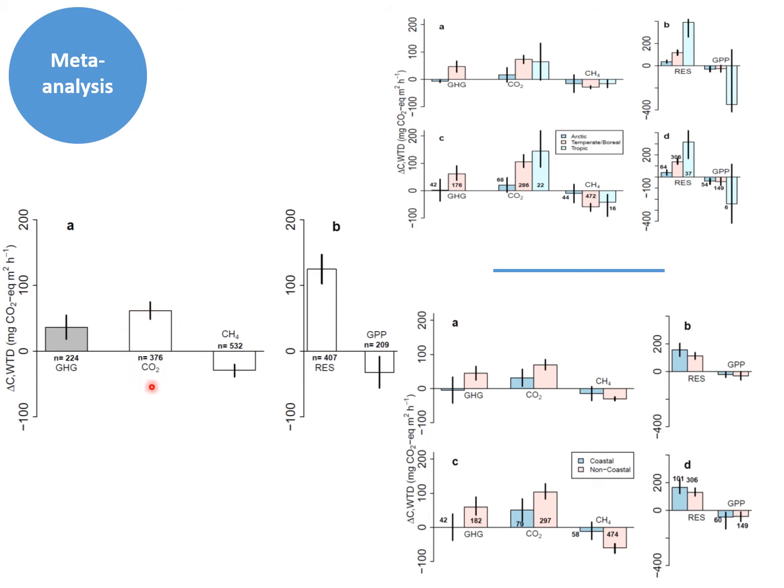The strong response from carbon dioxide is caused by a strong positive response from respiration, despite gross primary production acting to reduce the strong positive response from respiration. I applied different weighting schemes, and the overall pattern shown on the left-hand side is robust. I also separate the peatlands by region and compare Arctic, temperate, boreal versus the tropical peatland on the top panels, or coastal versus non-coastal peatlands on the bottom panels, using different weighting schemes.